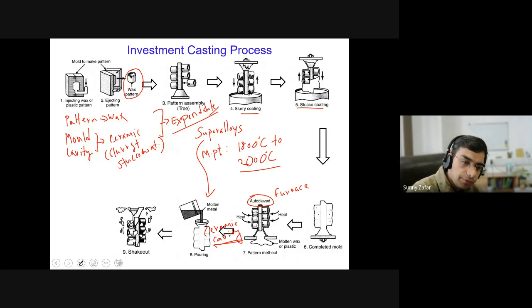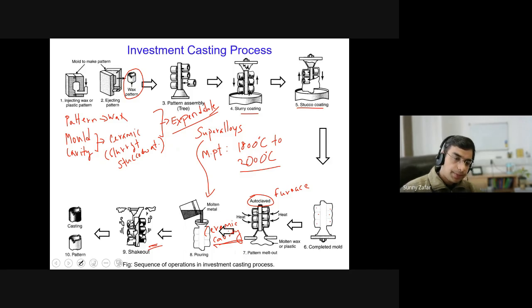So after shakeout, we get the turbine blades or the product out from here. And this product, or the turbine blade here specifically, will be the replica of the pattern. So this is like the basic summary of the investment casting process, how it is done for the gas turbine blades. Okay.